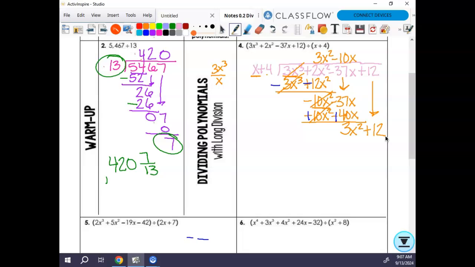That is not a 3x squared. Don't ask me where I got the squared from. That squared does not belong there. There we go. Sorry about that. At least I caught myself.